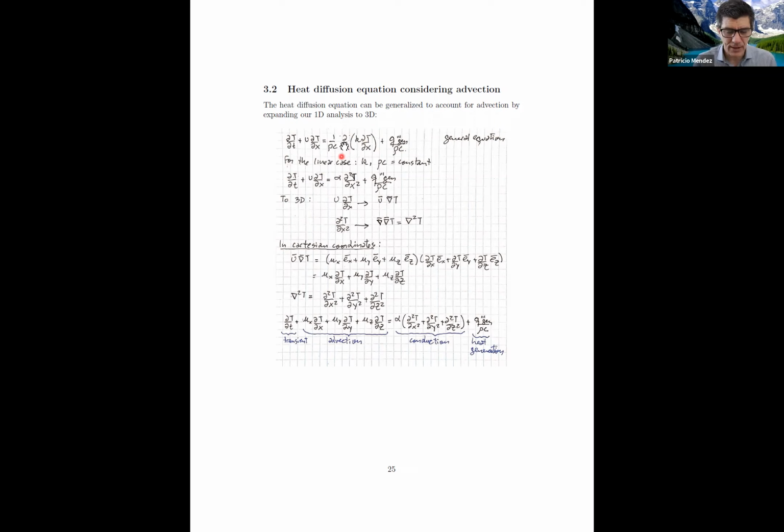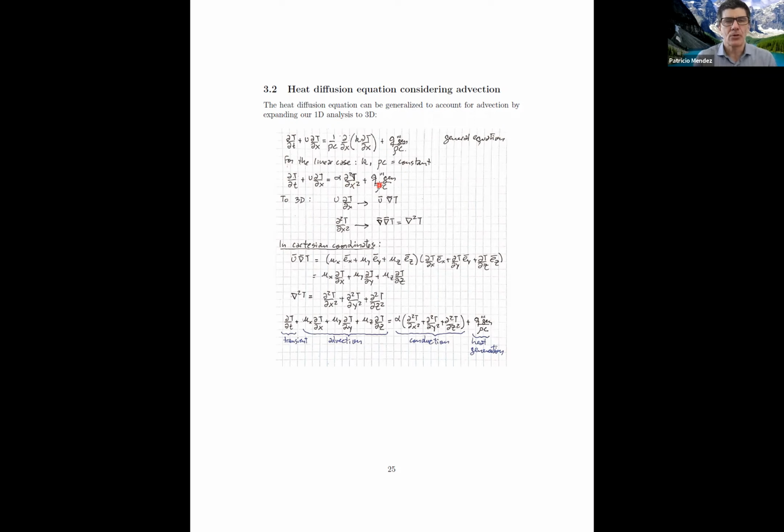For the linear case, and I want to generalize it for the linear case because otherwise it becomes quite painful. But for the linear case, the first term is the same, that is the heating or cooling rate. The second term is the same because it depended on the velocity. The third term that depended on conduction, if I take k from up here, I take it out because it's constant, then it becomes a second derivative. And the fourth term is the same.